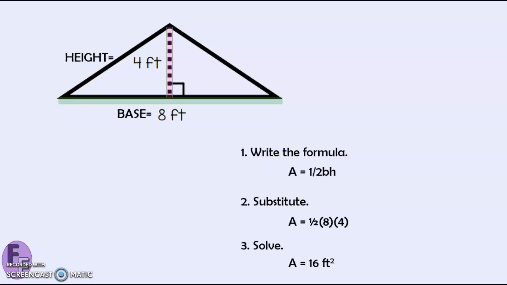Area equals 1/2 times 8 times 4. 8 times 4 is 32, and half of 32 is 16. So the area of this triangle is 16 feet squared.